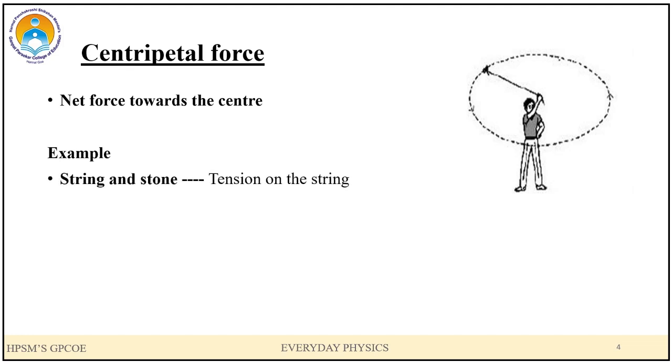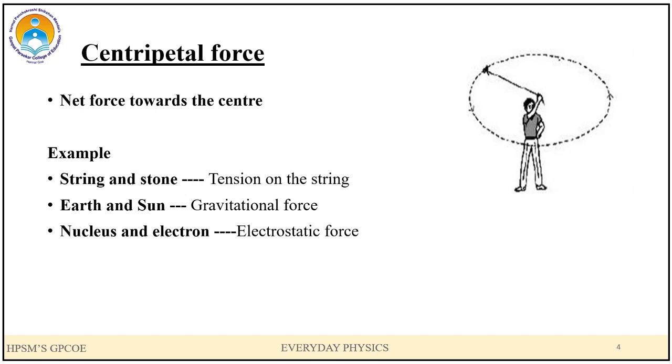As I have mentioned before, if you tie a string to a stone and try to rotate it, it will take a circular motion. But what is holding that stone? Here in this case, it is the tension on the string. Next example would be earth and the sun. Earth is around the sun. Now, what is holding earth towards the sun? That is gravitational force. In this case, the centripetal force is gravitational force.